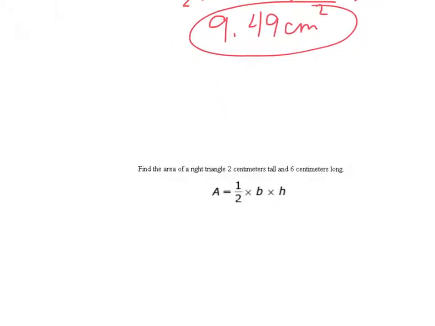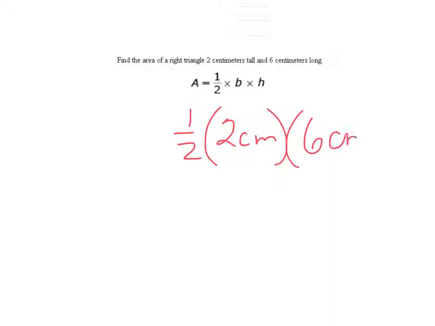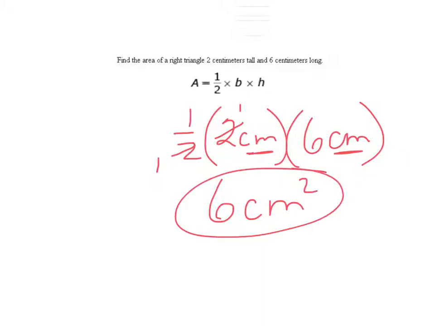For my bottom one that I've got, same thing, but now I can look at seeing if I can reduce something. So if I have 1/2 times my 2 centimeters times my 6 centimeters, if I notice that my 2's would reduce to 1 each, 1 times anything is itself, I still have my 6 centimeters that I'm working with, so it's 6 centimeters squared. So it makes it a little bit easier sometimes when you deal with that.